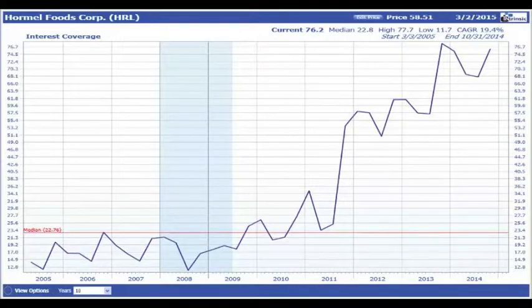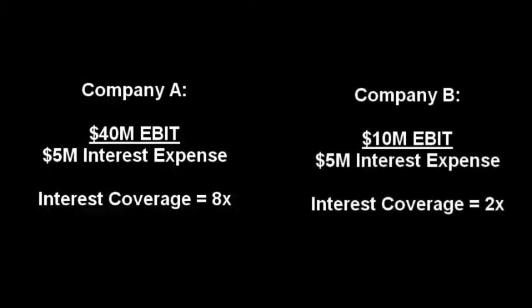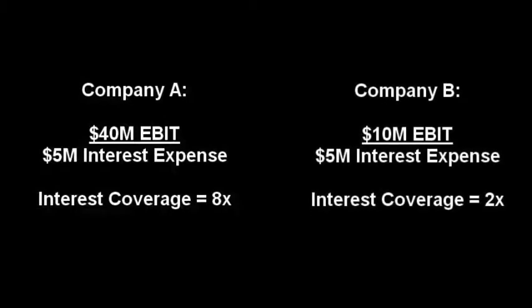Higher would typically be viewed as better because it implies that the company generates enough income to cover the interest payments. For example, a company with $40 million in EBIT and $5 million in interest expense would have an interest coverage ratio of 8. A company with the same interest expense but only $10 million in EBIT would have a much lower ratio of 2. The first company has more income available to cover interest obligations and is less likely to default.